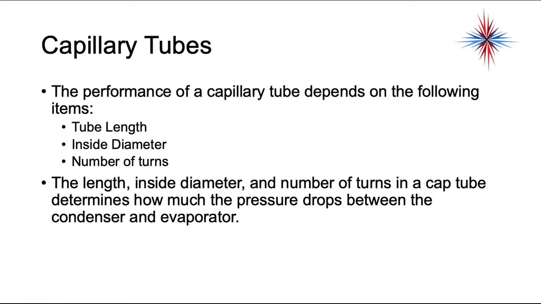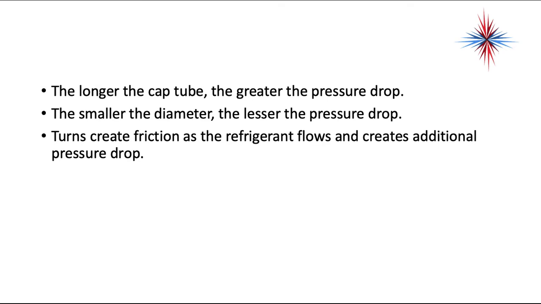The performance of a capillary tube depends on the following items: tube length, inside diameter, and the number of turns. The length, inside diameter, and number of turns in a cap tube determines how much pressure drops between the condenser and the evaporator. The longer the cap tube, the greater the pressure drop. The smaller the diameter, the lesser the pressure drop. Turns create friction as the refrigerant flows and creates additional pressure drop.